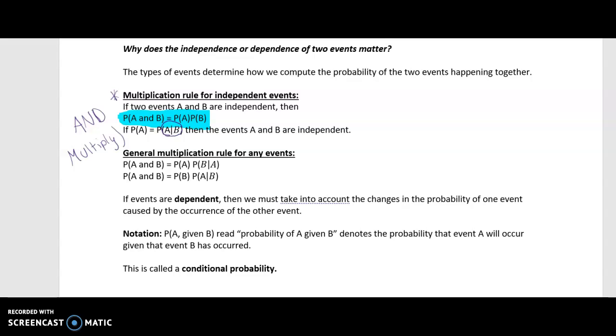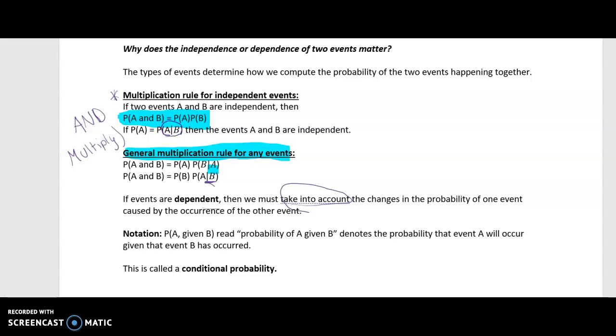In general, we won't always have independent events, so we have a general multiplication rule. The probability of A and B is equal to the probability of A times the probability of B given that A happened. The probability of A and B is also equal to the probability of B times the probability of A given that B happened. So really, when you're finding probabilities for these multiplication type problems, you're always considering how one event impacts the other. So if events are dependent, then we have to take into account the changes in the probabilities of one event caused by the occurrence of another.